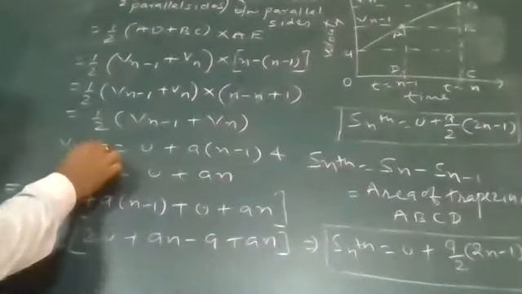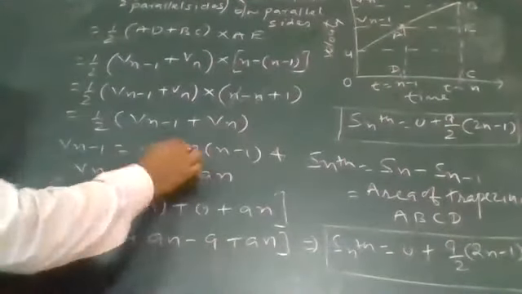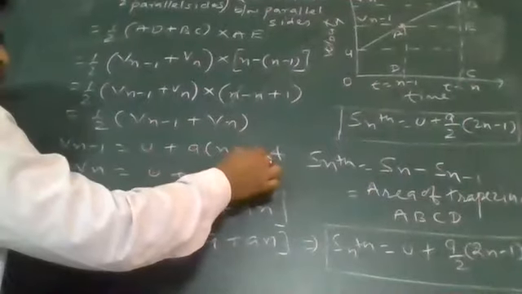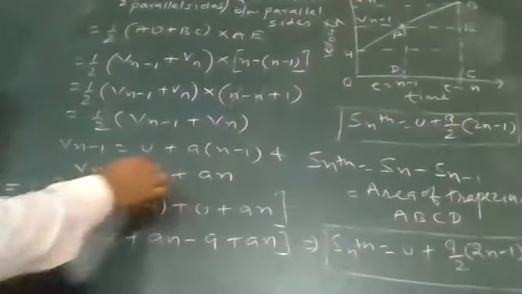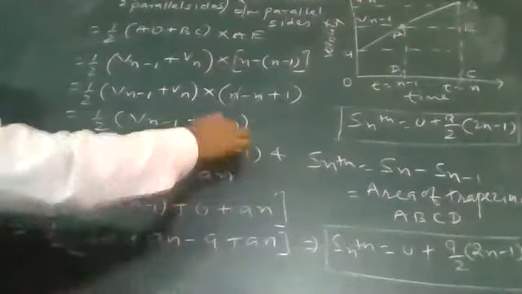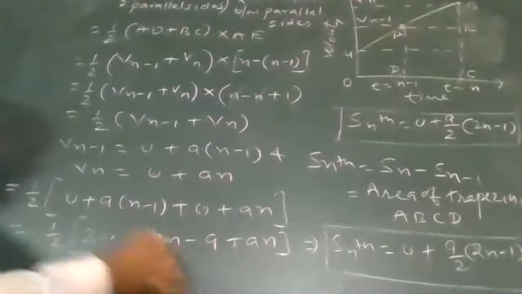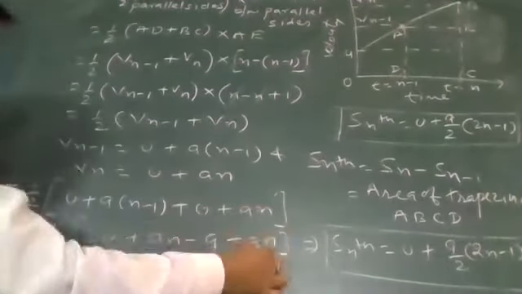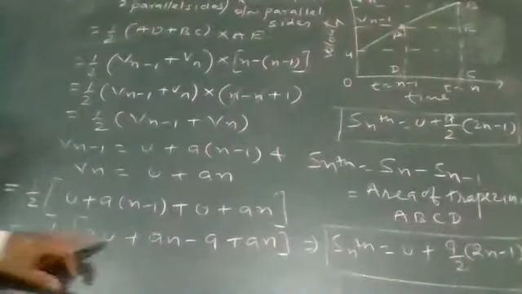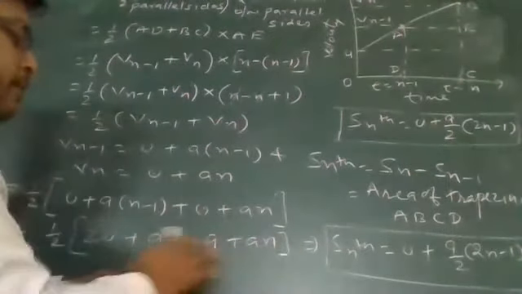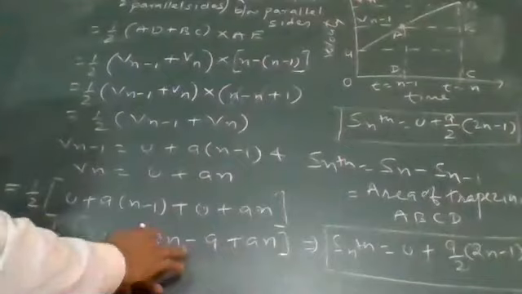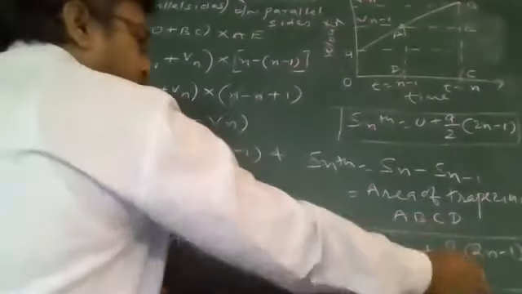Now, Vn minus 1 is what? I apply the first equation, u plus at, where t is n minus 1. And Vn is equal to u plus at, where t is n. I place both these values here and open it. U plus u is 2u, an minus a, and also an. Now, 2u by 2 gives you only u. An plus an gives 2an minus a. So a is common, and you will get 2n minus 1. So my final equation is right. It is the fourth equation of motion.